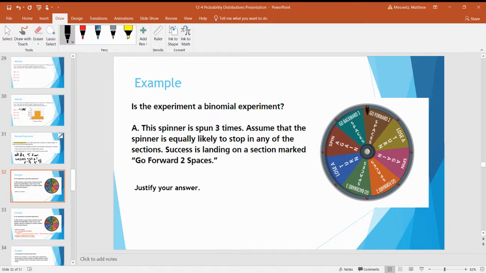So here's an example. I want you to look at this and decide, is this an example of a binomial experiment or is it not? Think, does it fit all the criteria? If it breaks even one rule for binomial experiments, then it's not. So go ahead, write this example down. Think, is it binomial? Justify your answer, pause the video. When you're ready, unpause it. We'll go over the answers.